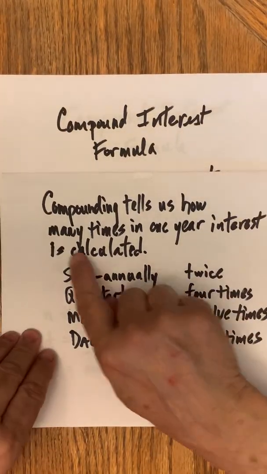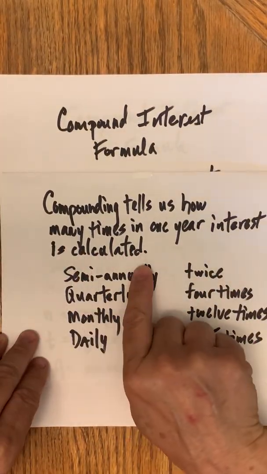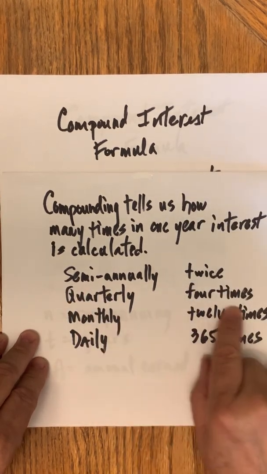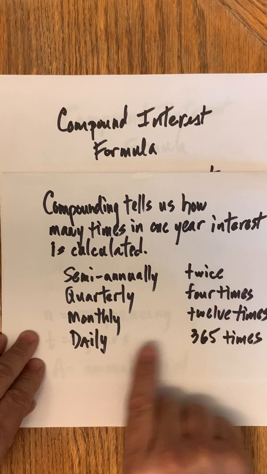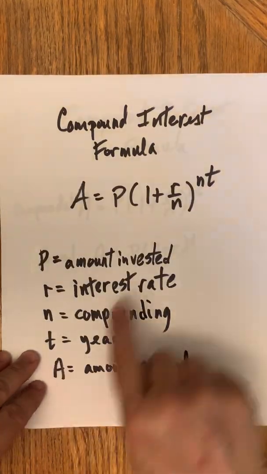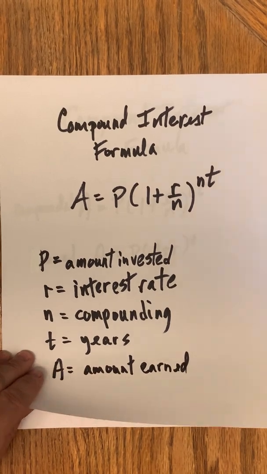So let me just put that in here. Compounding tells you how many times in 1 year interest is calculated. So for example, semi-annually is twice a year, quarterly is 4 times a year, monthly is 12 times a year, daily is 365 times a year. And then T is the years that you leave the money in there.